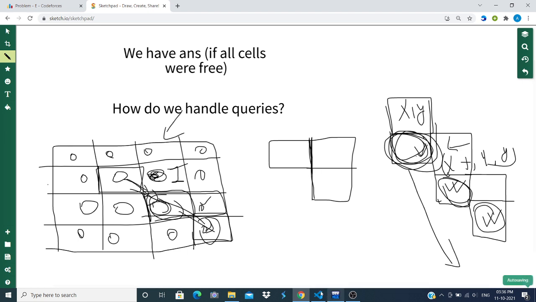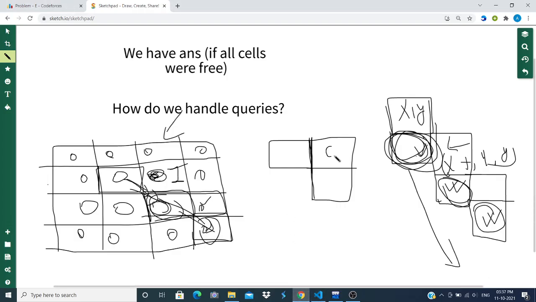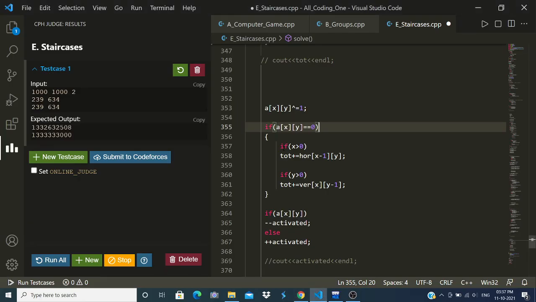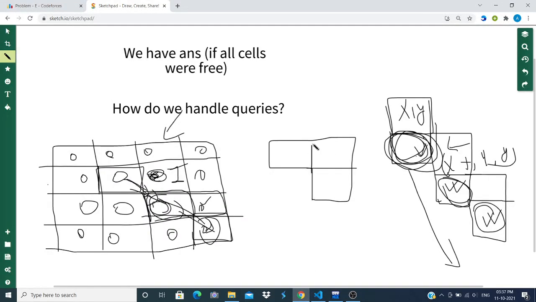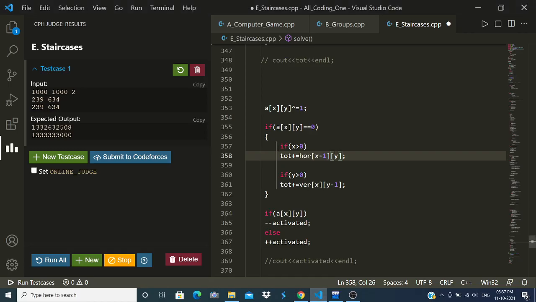So this is like, what if a of x y is 0, right? Let's say if it is 0, then I check if x is greater than 0. If it is so, then total plus horizontal of x minus 1, y. Okay, so let's say x comma y is this cell, and if it is equal to 0, I am just adding this value, right? I'm adding this value. Why? Because it might be possible to have some structure like this, right? To have some structure like this. So that's why we also need to add this one.